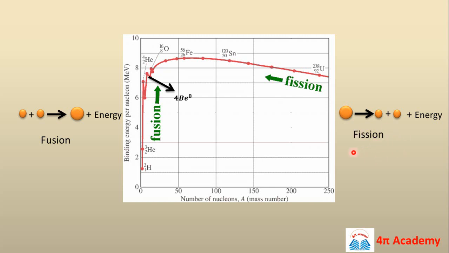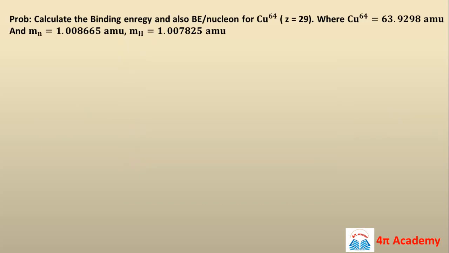So one thing you can conclude: whatever the transformation, either fusion or fission, the products you get lie in this intermediate range, and that's why the binding energy per nucleon of the products will always be higher. So from this binding energy curve, you can get an idea about the binding energy per nucleon, and more precisely about the stability of nuclei. So this is the example.